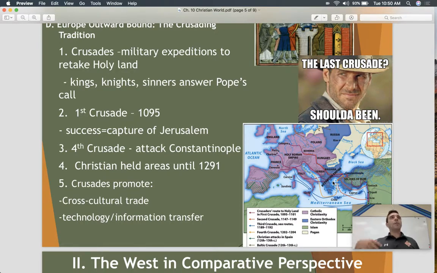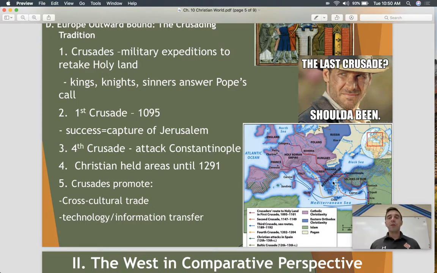So regardless, in the long run, for about the next 200 years, there'll be smaller Christian kingdoms in the Holy Land area that they'll hold on to. They may not be very large or strong, but you'll see that pervade for the next couple hundred years.